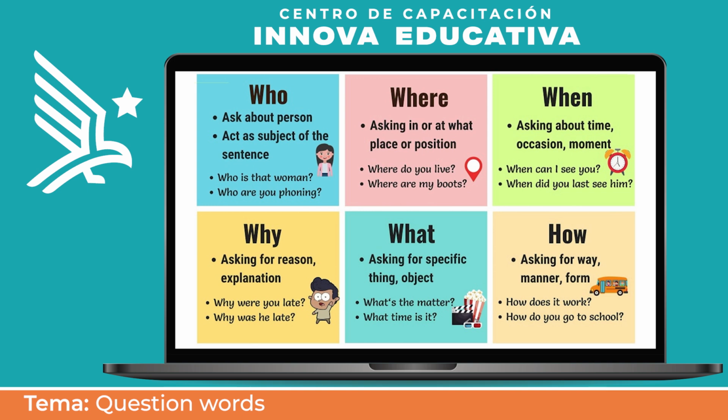What is the reason? But later we will check out together because there are two why. We have why when we always ask for a question. We use what, asking for a specific thing or object, or it is used in general form.